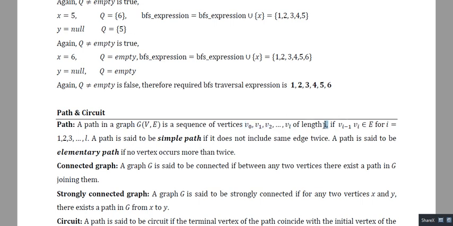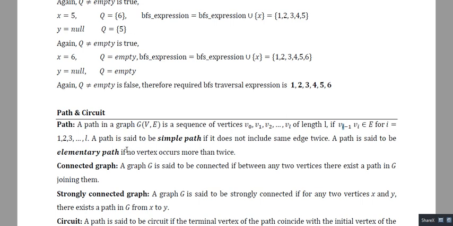So why length L? Because V0 to VL contains L number of edges. This particular sequence of vertices is said to be a path if V(i-1) Vi is an edge, or we can say V(i-1) Vi belongs to the edge set E, for any i equal to 1, 2, 3 up to L.